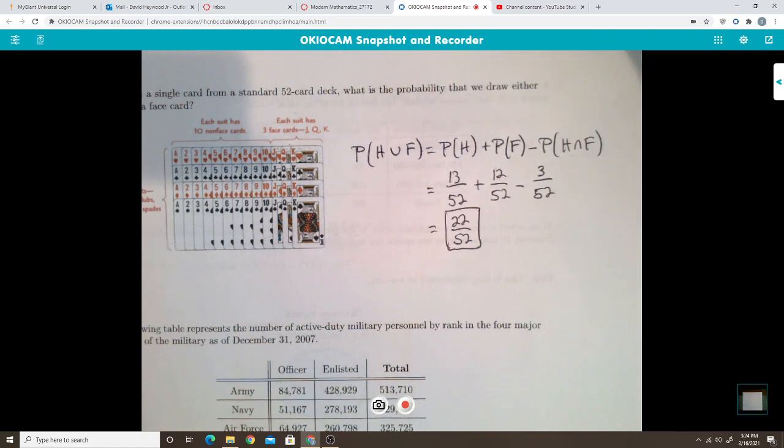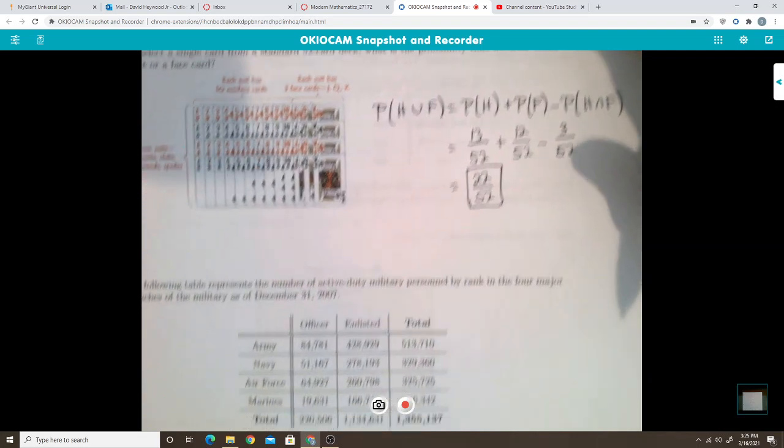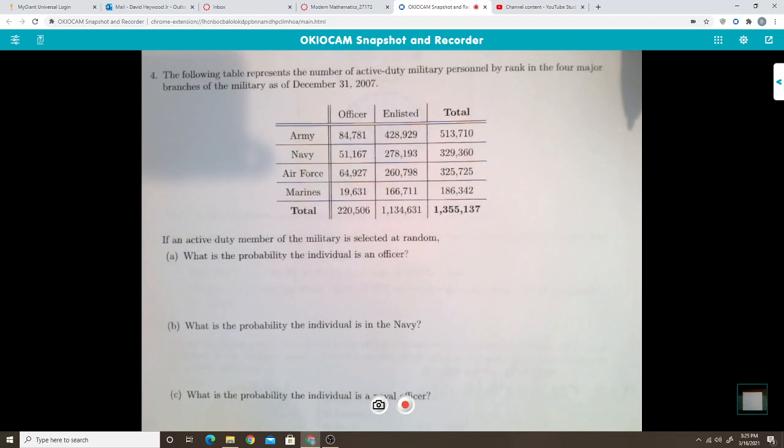Well, another way that you could do the same thing would be to just count like this. You could say, well, hearts, 1, 2, 3, 4, 5, 6, 7, 8, 9, 10, 11, 12, 13. And then face cards, well, I've already counted those 3, so I have 13, 14, 15, 16, 17, 18, 19, 20, 21, 22. Right? So 22 out of 52. Okay? So that's that one. Let's move on to the next one.